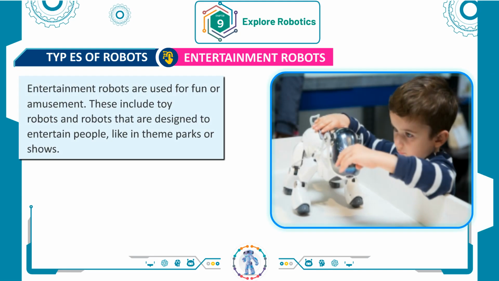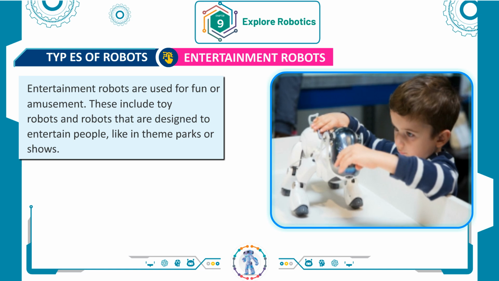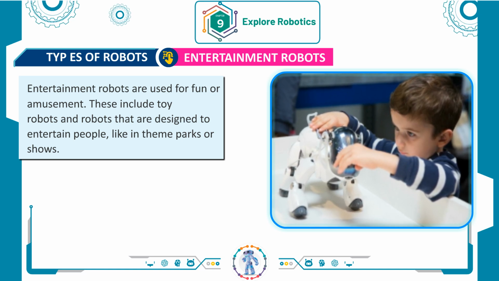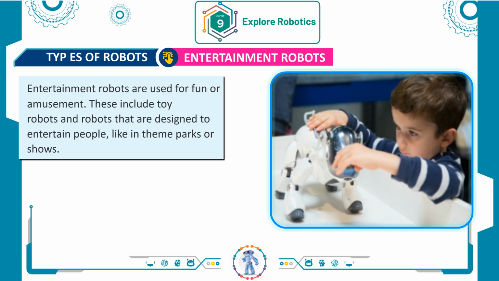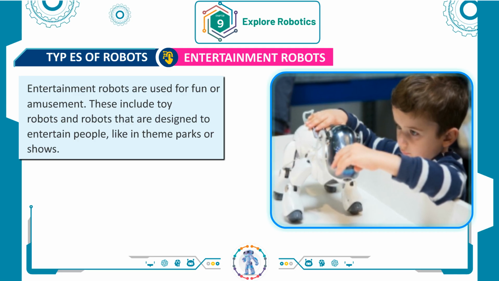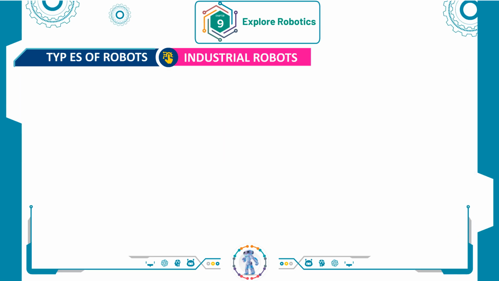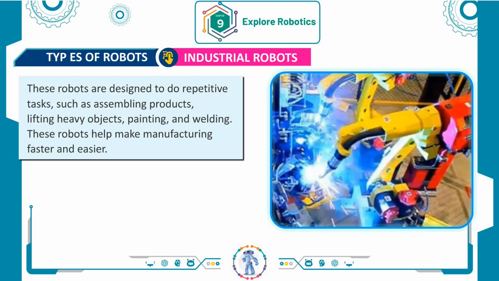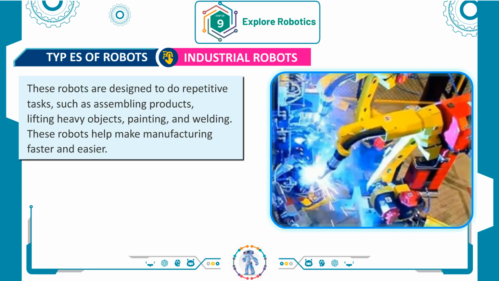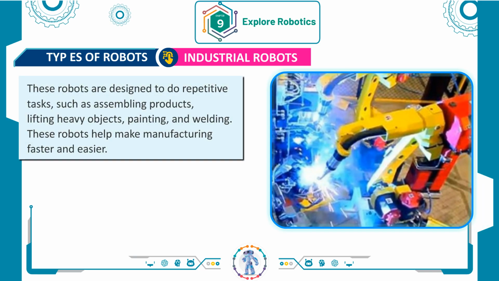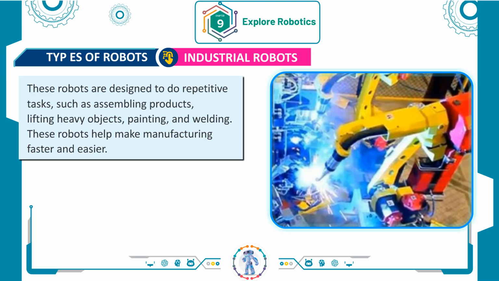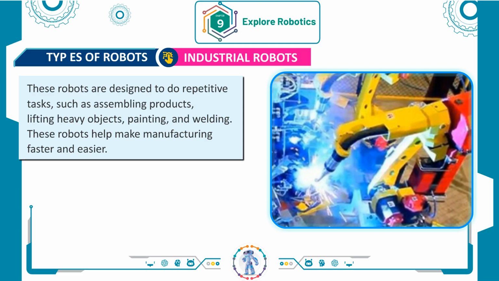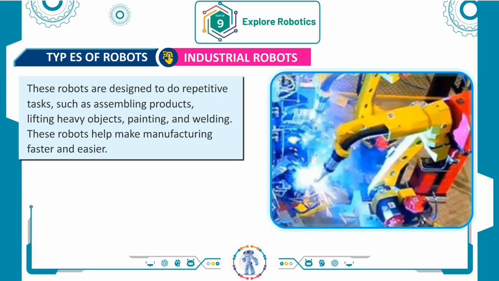Entertainment robots. Entertainment robots are used for fun or amusement. These include toy robots and robots that are designed to entertain people, like in theme parks or shows. Industrial robots. These robots are designed to do repetitive tasks, such as assembling products, lifting heavy objects, painting, and welding. These robots help make manufacturing faster and easier.